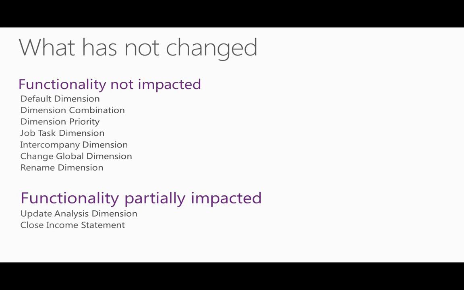For example, in a journal when a user selects a GL account. The functionality is used only to retrieve dimension and dimension value already set up. The new design doesn't impact it.